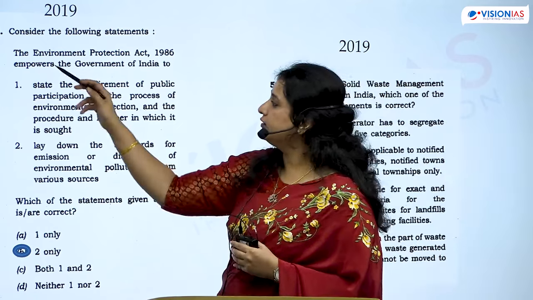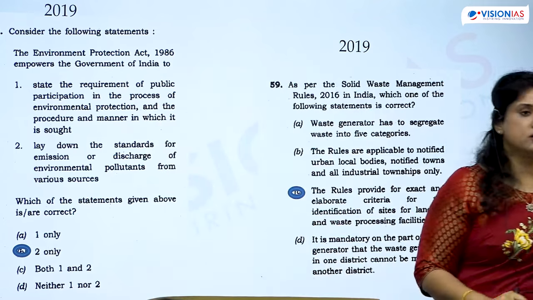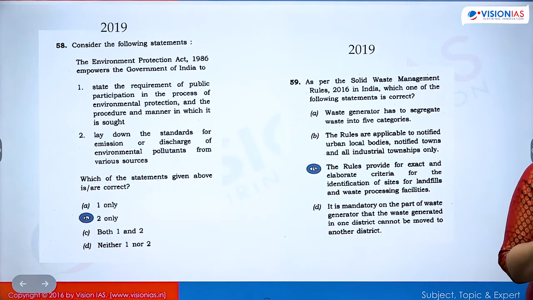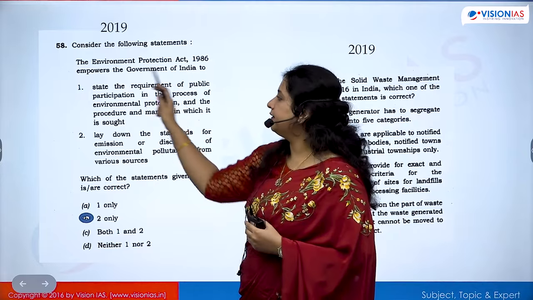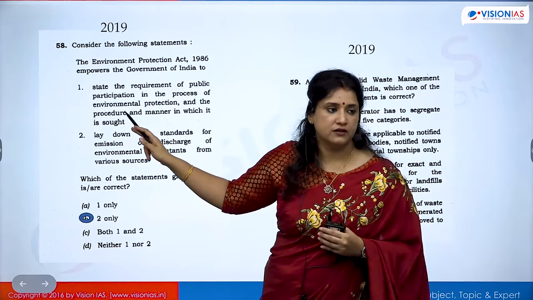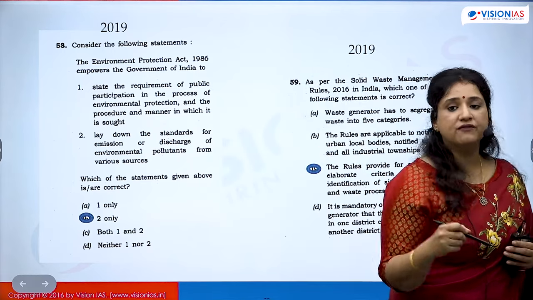So, this particular act, does it empower the government of India to take public participation into account? It does, but only through the EIA rules, that is the Environment Impact Assessment rules. It is the rules which give that power, but rules have been no doubt promulgated under this. But this particular act does not give power to the central government. So this statement is wrong. The rules, that is the Environment Impact Assessment rules, have given this power to the government to take public consult.